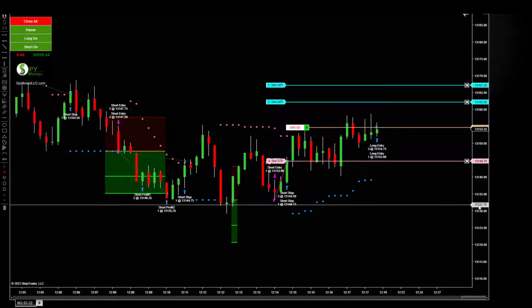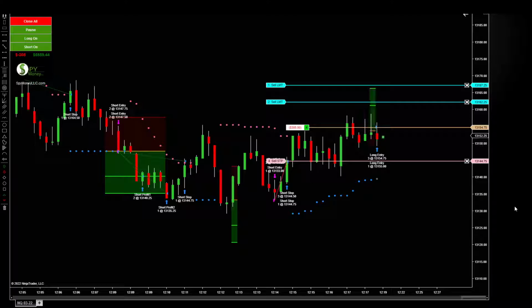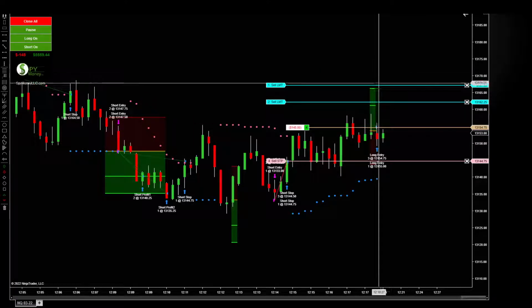Okay, now we've got another long. See what happens here. Visual pops up. Usually the visual will come up before the entry, but sometimes it doesn't. We tried working on that and can't quite get it, but it's fine. As long as your entry pops up and your visual comes up, it kind of lets you know.